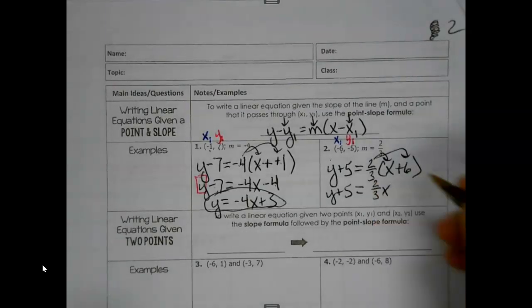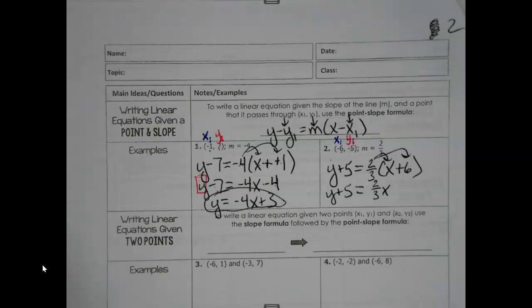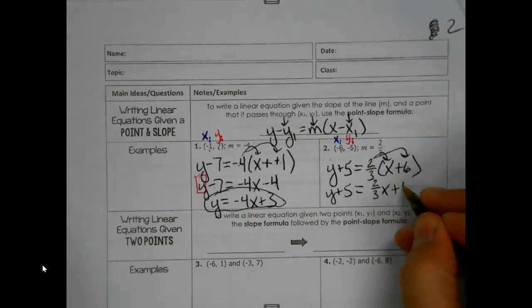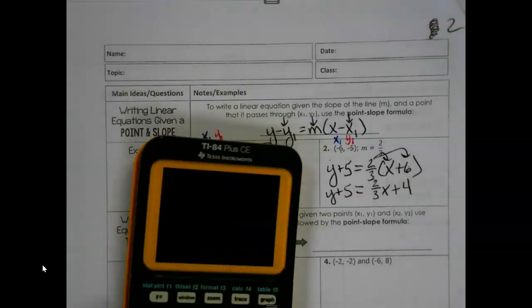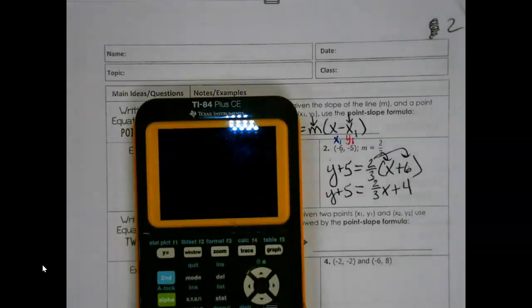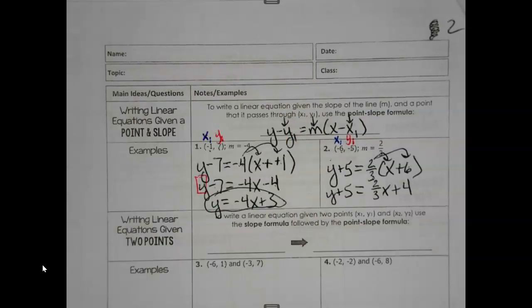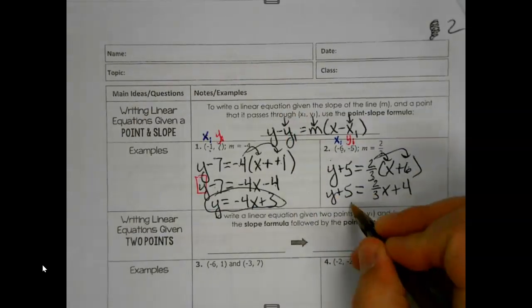So if you're not sure on the 2/3 of 6, let me give you a hint first. 6 divided by 3 is 2, and 2 times 2 is 4. Or if you're just looking for that little bit of help, you could always do 2/3 times 6 in the calculator and get your 4 as well. Minus that 5 over.